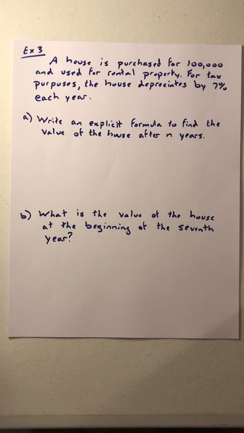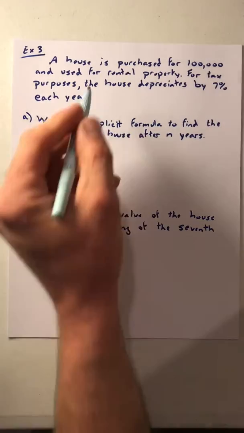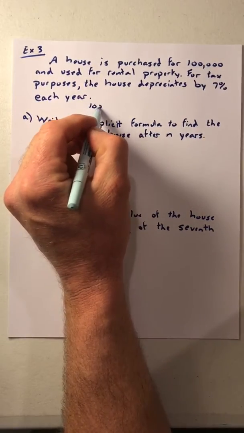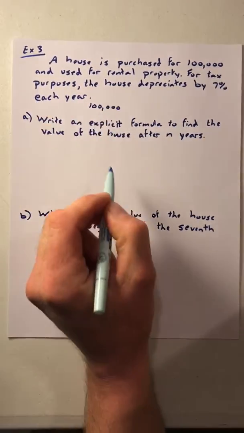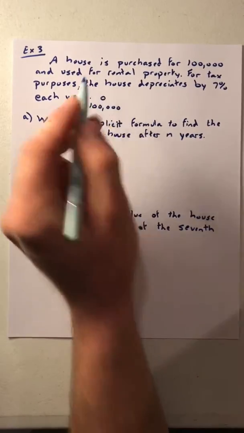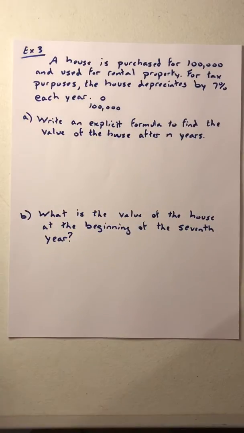In example 3, we have a house being purchased for $100,000 and being used for rental property. So since it's being used for rental property, it's going to depreciate for our tax purposes. So for tax purposes, the house is going to depreciate in this case by 7% each year. So what does that look like? Well, if I purchase it for $100,000, this is at year 0. No time has gone by. So it's really not our first term of our sequence.